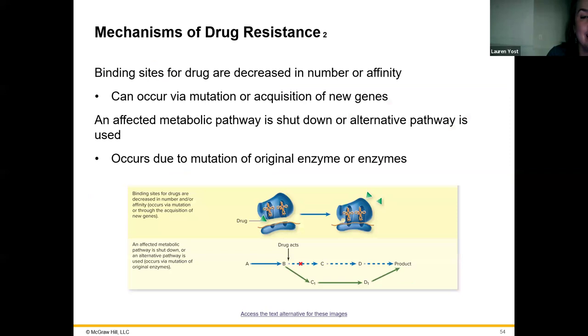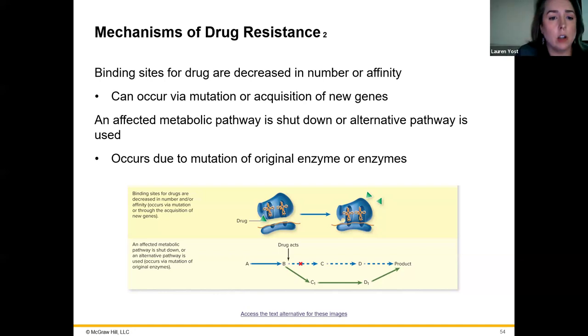Next, we have binding sites reduced. We had a change in the binding sites, what we just talked about, right? The change in the lock. But now we're having a reduced number of locks, maybe even altogether. So now the drug can't get in enough to be effective.